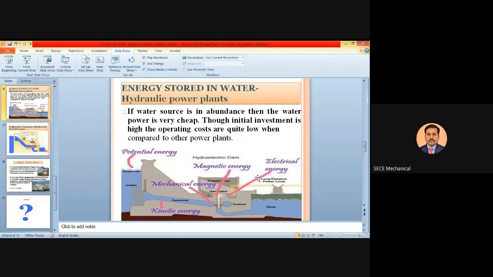So energy stored in water is in the form of potential energy. If a water source is abundant, then water power is very cheap. If rainfall is high, or the environment is a hill station, definitely more rainfall is there, so a lot of rainwater you can harvest and store. So water power is a very cheap one.